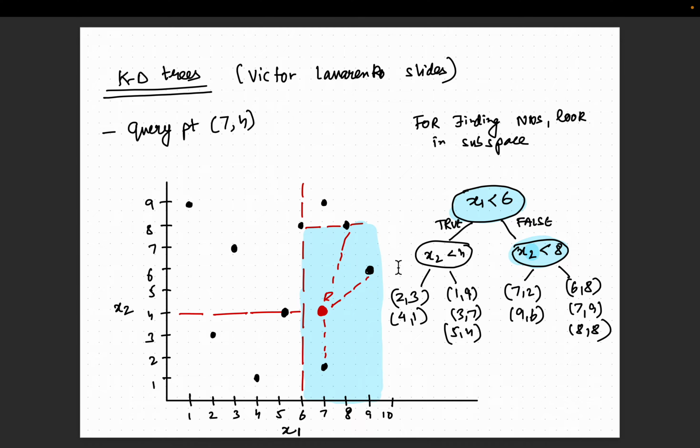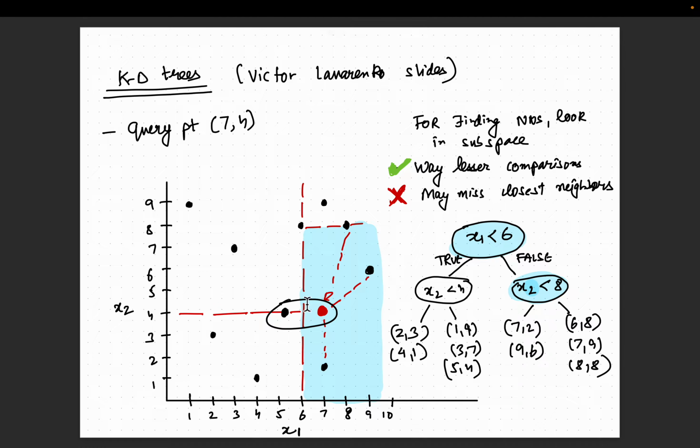So as a consequence, the positive benefit is that way fewer comparisons are needed. The negative is that you might actually miss out the closest neighbor. Now, I'll leave this as a homework exercise, which, you always know, if such questions are left as homework exercises, they are good questions for follow-up quizzes. What should you do in order to mitigate such issues, where there are points lying in some other subspace which are closer to the query point compared to all the other points in the current subspace?